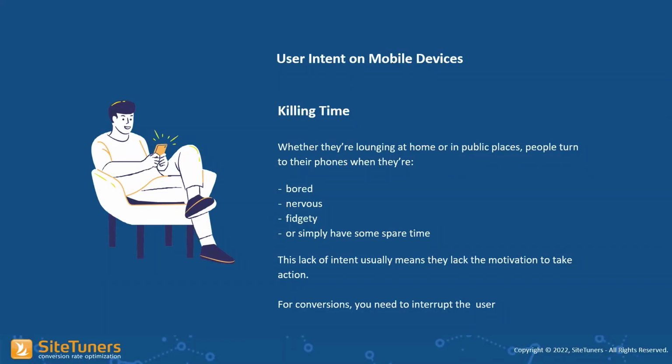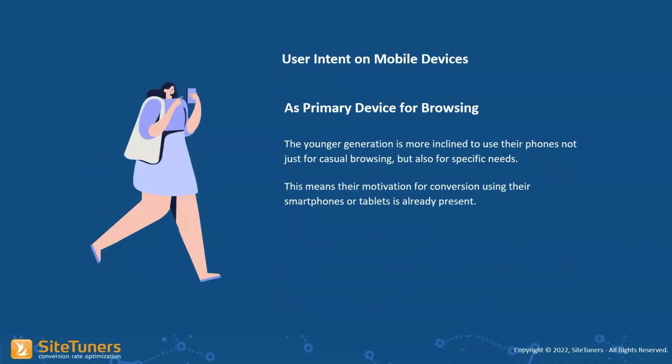But if we're trying to get those people, and assuming they're not in an app, because if they're in the app, you're not going to be able to interrupt them. But if they're on a website and they're just scrolling and surfing and whatever, for conversions, you actually need to interrupt the user. So user intent on mobile a little further. Some people use this as a primary device for browsing. It might be because they don't even have access to a desktop, or it's their primary device.